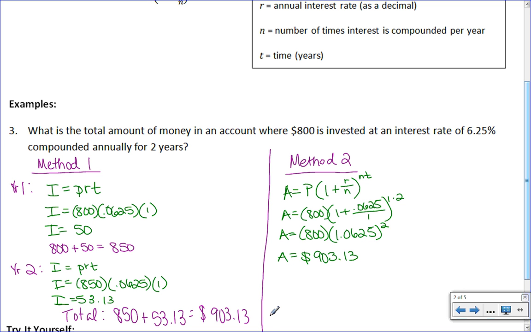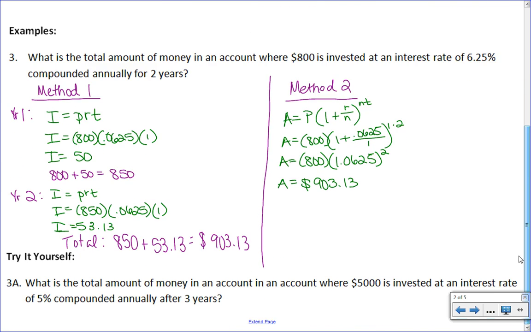So you can use either of these methods. Again, just be aware that the compound interest formula will show up again later on in math classes. And this is really not that much more difficult when the n is 1, when it's only being compounded annually. But you won't be able to use the simple interest formula when you get to more complex problems later where interest is compounded more frequently than that.